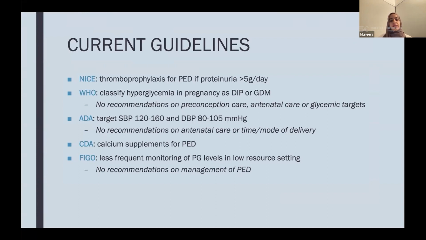American Diabetes Association recommends a target systolic blood pressure of 120 to 160 millimeters of mercury and a diastolic blood pressure of 80 to 105. They gave no recommendations on antenatal care or time or mode of delivery. The Canadian Diabetes Association recommends also giving calcium supplements for pre-existing diabetes as prophylaxis against preeclampsia. FIGO recommends less frequent monitoring of plasma glucose levels in the case of low resource setting. There are no recommendations on management of pre-existing diabetes.